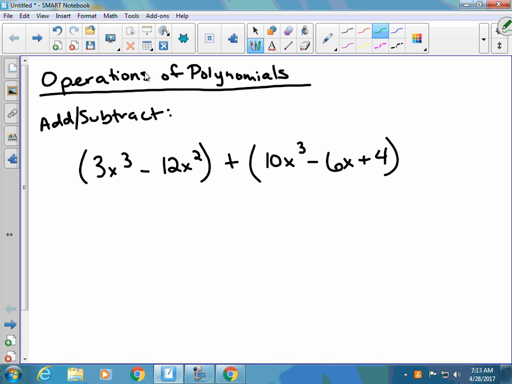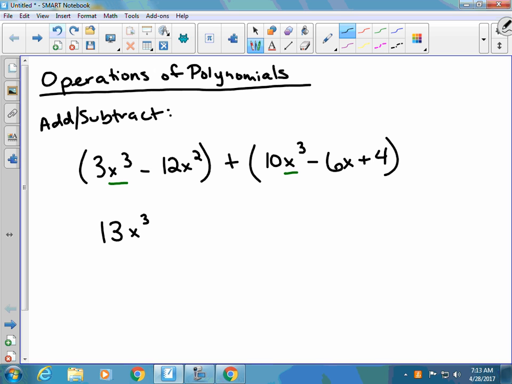So I'm going to look for like terms. What like terms have the same variable with the same exponent? So notice I underlined the x cubed in green because those are like terms. Now, I don't have any other x squareds, and I don't have any other x's or constants. So I'm going to go ahead and combine my like terms. So I have to go through and do 3x cubed plus that 10x cubed. So 3x cubed plus 10x cubed gives me that 13x cubed.